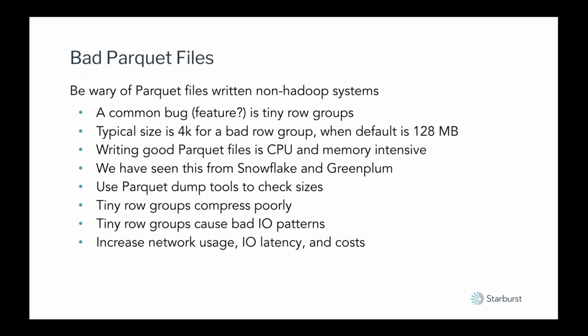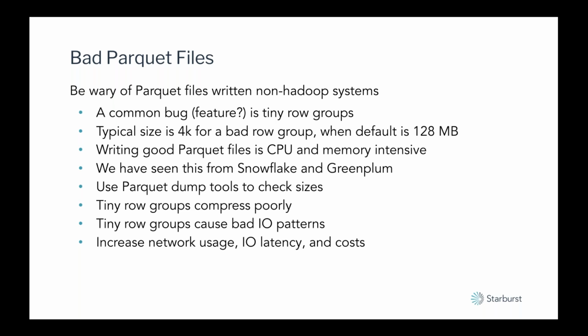Now, this is a new thing that I've seen recently, so be really wary of bad Parquet files. I saw this with both Snowflake and Greenplum. I think Snowflake may have fixed this, but they'll dump out these files when you export your data to S3. They look like good files, but then if you take the Parquet tools and you run them, the files are divided into 4K chunks internally.